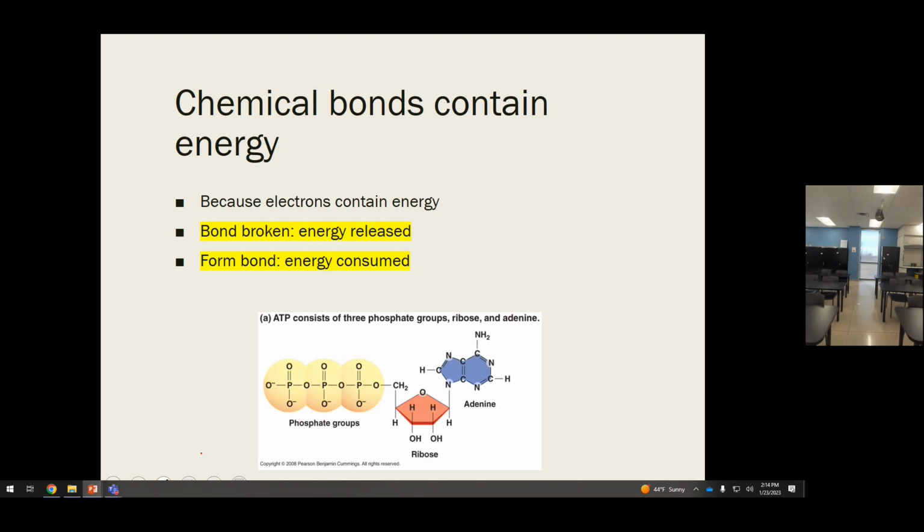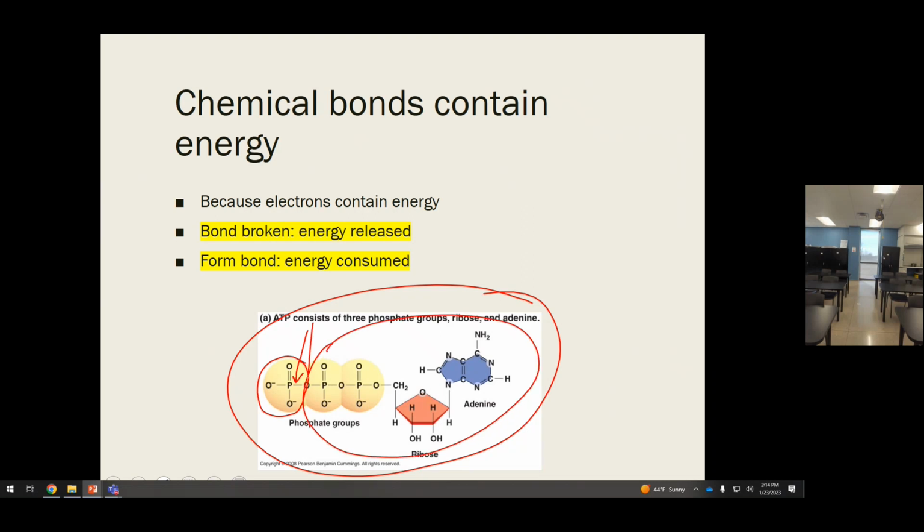Chemical bonds contain energy. This is because electrons contain energy and bonds are interactions between electrons. Whenever a bond is broken, energy is released, and whenever a bond is formed, energy is consumed. This is ATP, adenosine triphosphate. That is the energy carrying currency of the cell. And we've got a really high energy bond right here between the last phosphorus molecule and the rest of the molecule. This bond right here is full of energy. So when that bond is broken, energy is released into the surrounding environment.